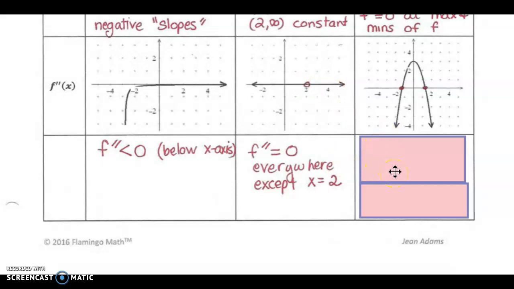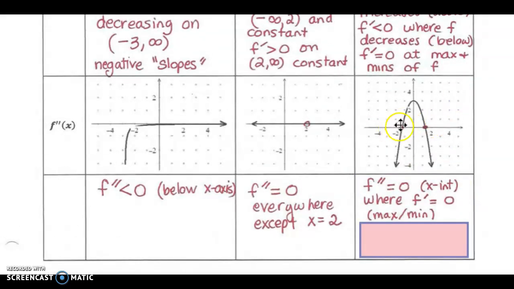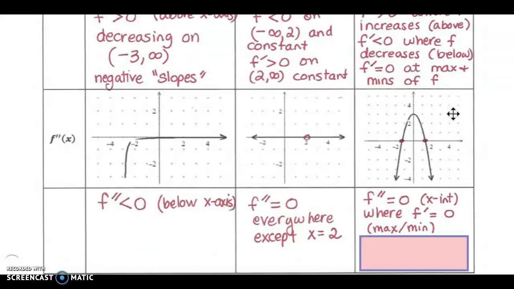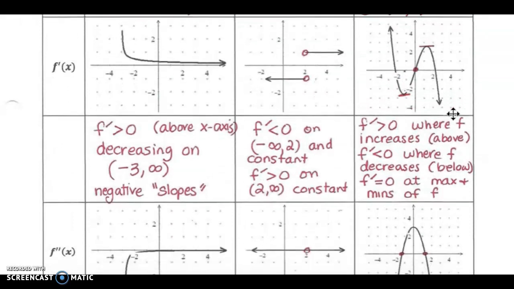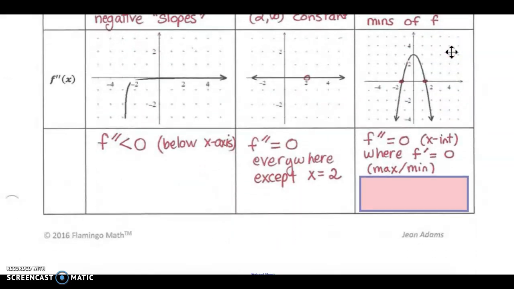All right, and for the third one, f double prime equals 0 where f prime equals 0. So there are x-intercepts at negative, well, can't really tell what that is, -1 and +1, maybe a little more. And that's where f prime was 0. They had their max and mins right here and right here. So it was like 1.5 or something.